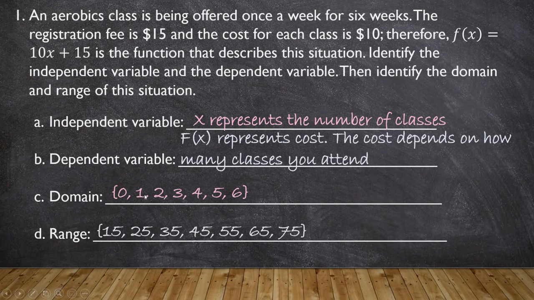Then the cost of one class would be 10 times 1, which is 10, add 15, that'd be 25. And so on. So every time we take another class, that value increases by $10 until you get to 6 classes, which would be 75. So this would be a discrete function. We'd have these distinct points that are not necessarily connected because we can't take like 1.5 classes.